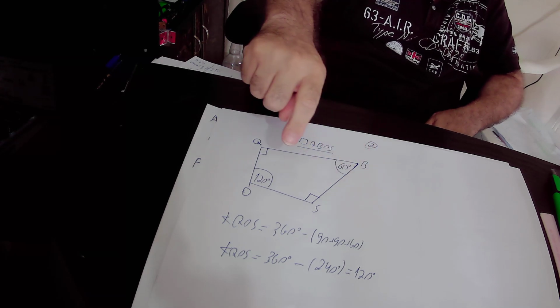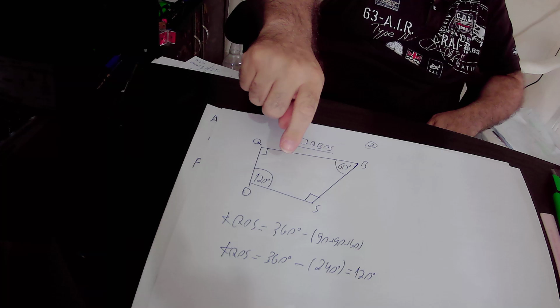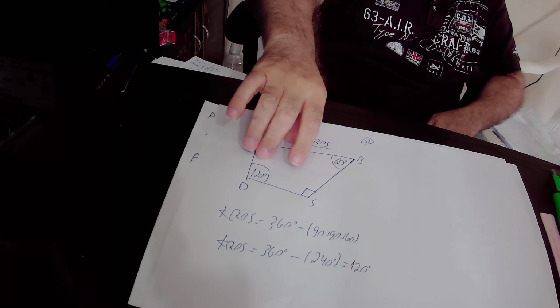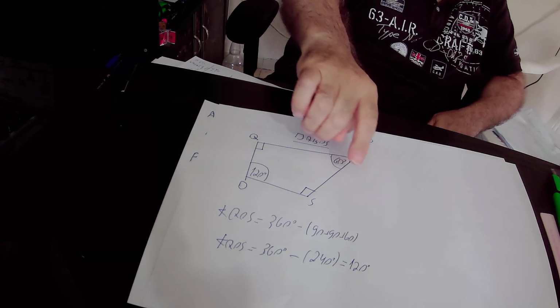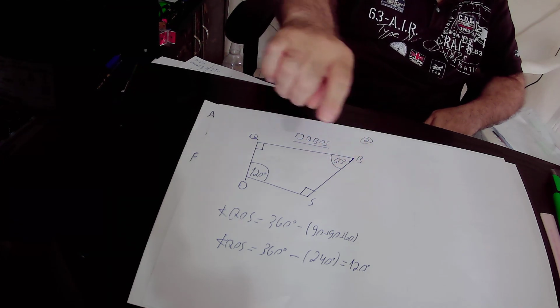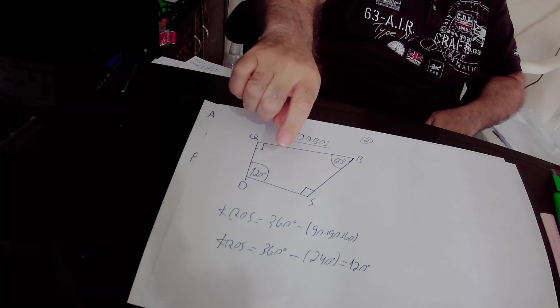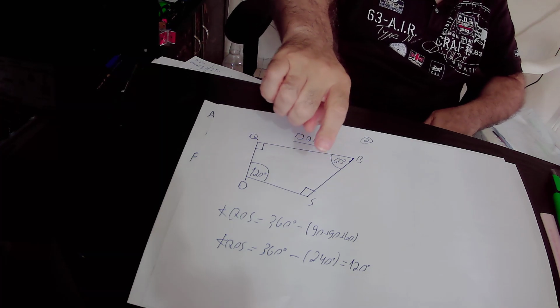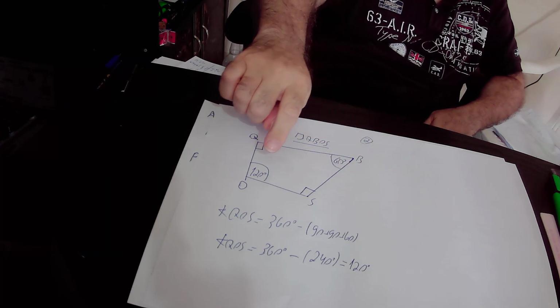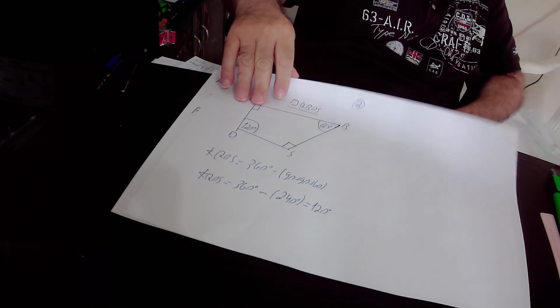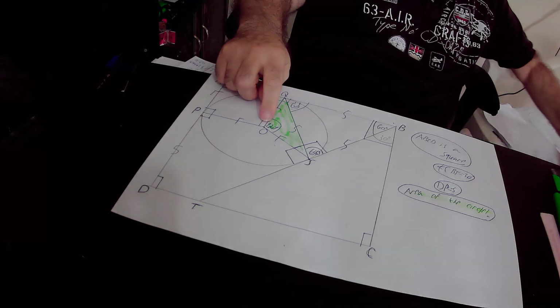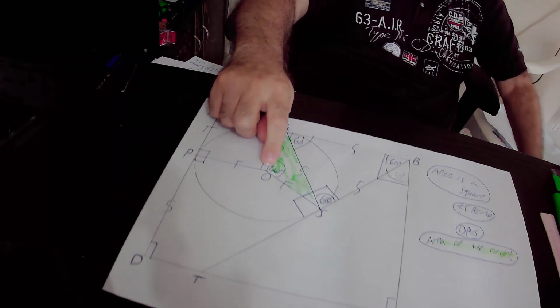plus 60 degrees). Okay, so angle QOS must be equal to 360 degrees minus... 90 degrees plus 90 degrees is 180 degrees. 180 degrees plus 60 degrees is 240 degrees. So QOS must be equal to 360 degrees minus 240 degrees, that is 120 degrees. So we found out that the missing angle here equals 120 degrees.